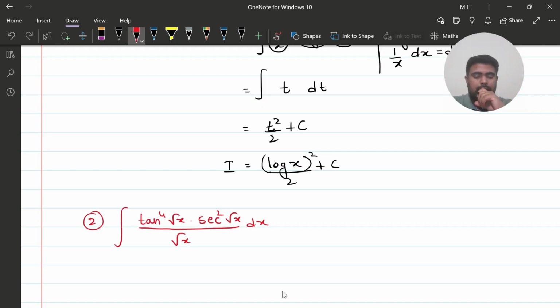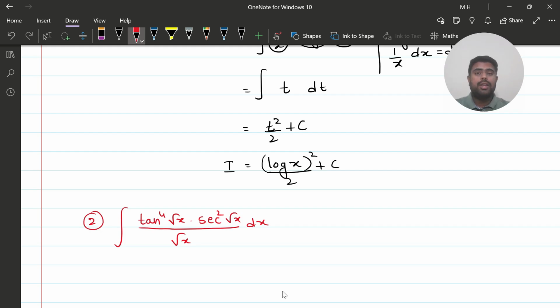We know one thing: the derivative of tan is sec square. So if I differentiate tan, I get sec square. That is the first point that I can think of. Along with that, if I substitute tan of root x, I get sec square root x, but using the chain rule, the derivative of root x is 1 by 2 root x. So there is a chance that I get 1 by root x.